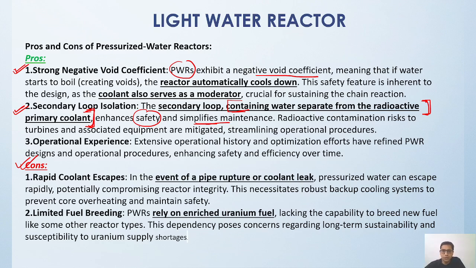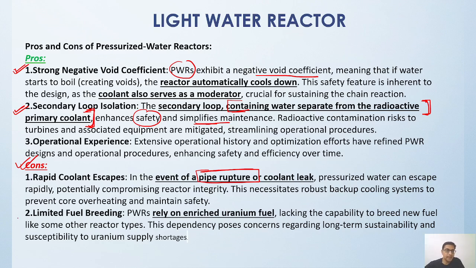If we go by the cons of this light water reactor, if there is any kind of pipe rupture, or a pipe break, a coolant leak can take place. This is such heavily pressurized water that it may compromise reactor integrity, because the pressure is 150 times more than atmospheric pressure. It is a very high pressure that we are utilizing. So there is a necessity to have a backup cooling system in order to prevent core overheating, because the reaction is already going on in the reactor core. We need something which keeps our reactor cool properly.